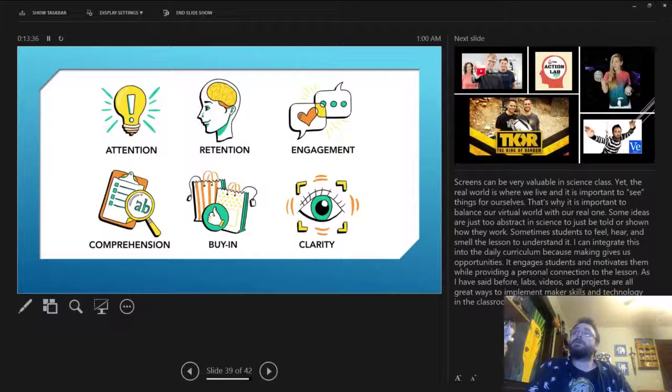Screens can be very valuable in science class. Yet the real world is where we live, and it's important to see things for ourselves. That's why it's important to balance our virtual world with our real one. Some ideas are just too abstract in science to just be told or shown how they work. Sometimes students need to feel, hear, and smell the lesson to understand it.